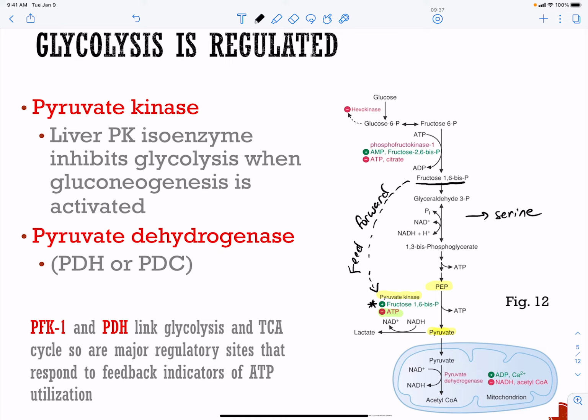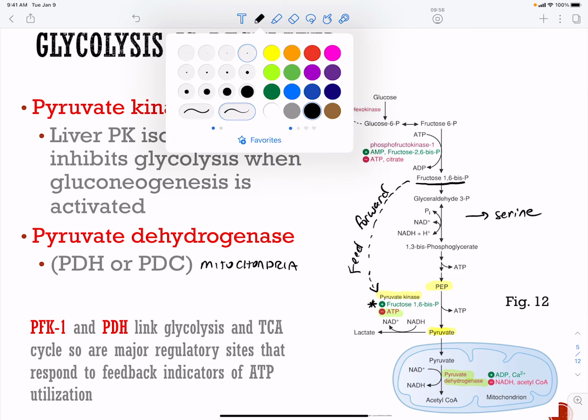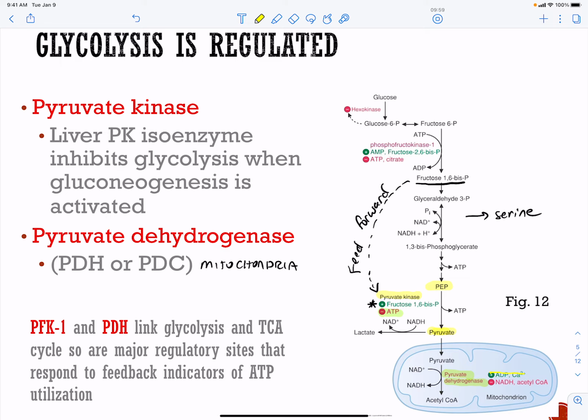Now another regulated step is pyruvate dehydrogenase. Now this is going to be in the mitochondria. So we'll introduce it here. We'll talk about it more when we talk about the TCA cycle. But again, if you need energy, in this case, you're going to be regulated by your ADP and calcium. Calcium release from the sarcoplasmic reticulum will activate the mobilization of energy. And so it's going to turn on any of these enzymes that are going to potentially push the carbons through to generate ATP. And one of these is pyruvate dehydrogenase.